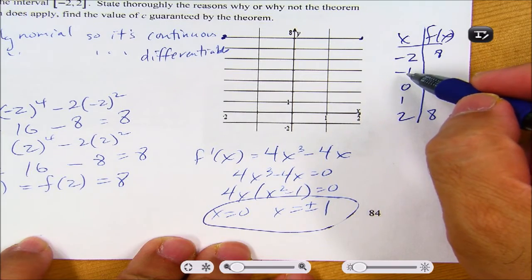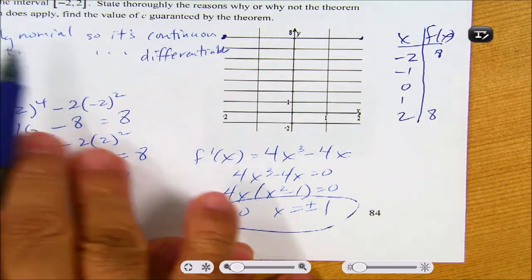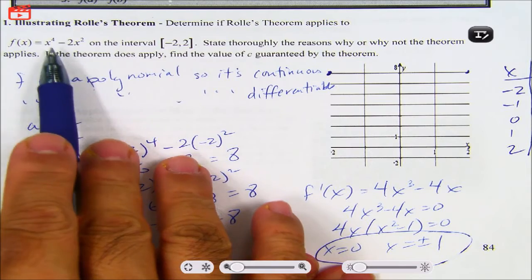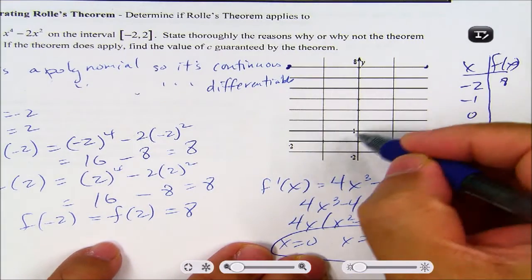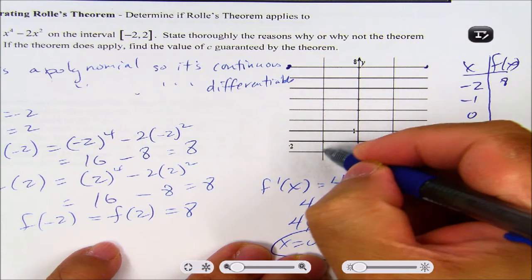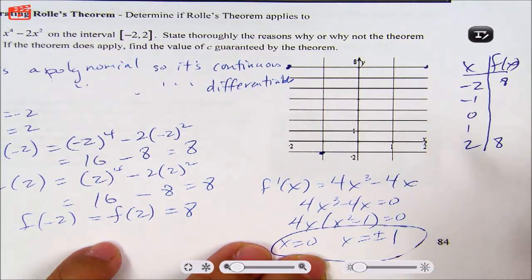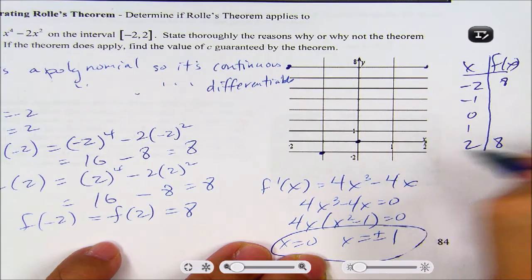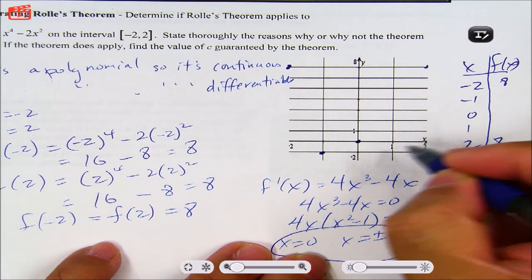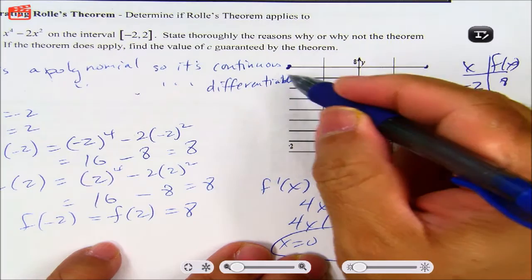Negative 1. Plug in negative 1. Remember going to the original function. So we're plugging it into this thing. So that would be what? 1 minus 2 is negative 1. So at negative 1, it's negative 1. So it's way here. And then at 0, it's 0. Plug in 1, you get negative 1. So it looks like this.